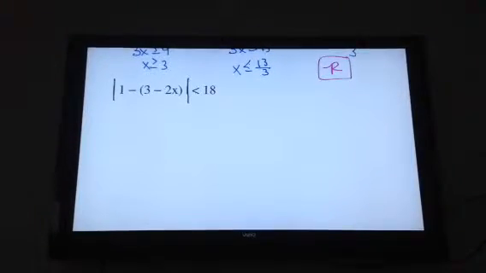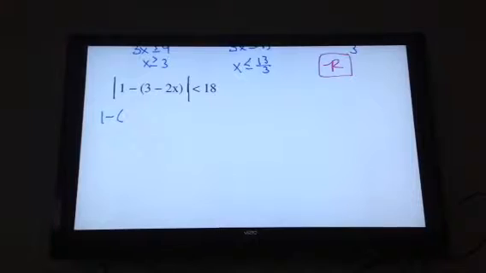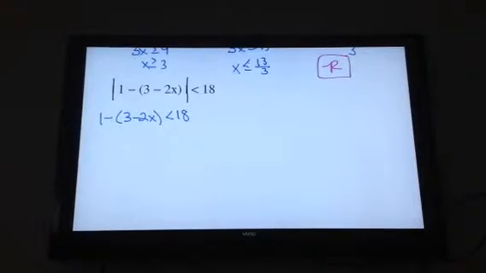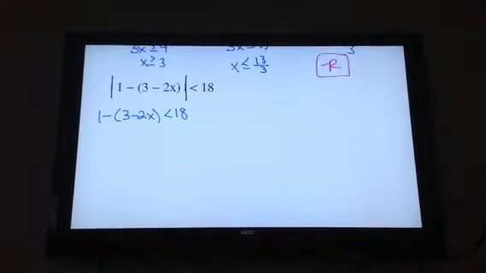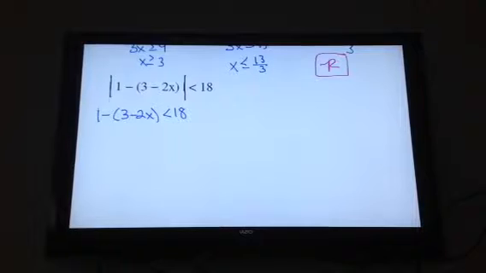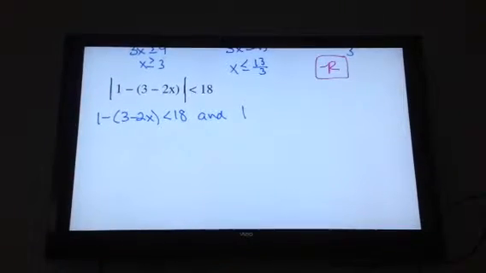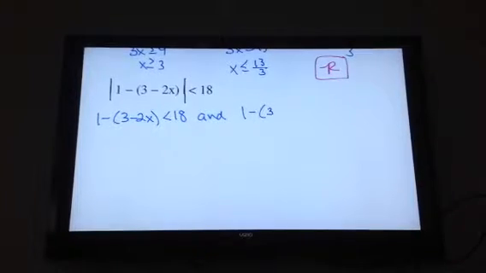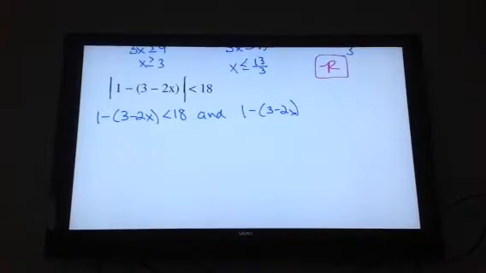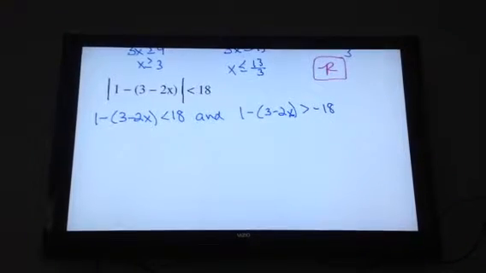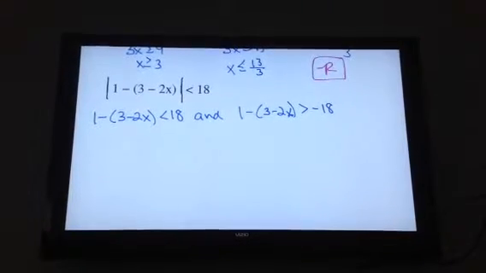Case 1 looks exactly the same, just drop the bars. So 1 minus the quantity 3 minus 2x less than 18. Less than is an AND. And then case 2, 2 changes. Nothing on the left changes. You switch the direction of the symbol and the sign of the number. So case 2 has 2 changes: direction of the symbol, sign of the number.